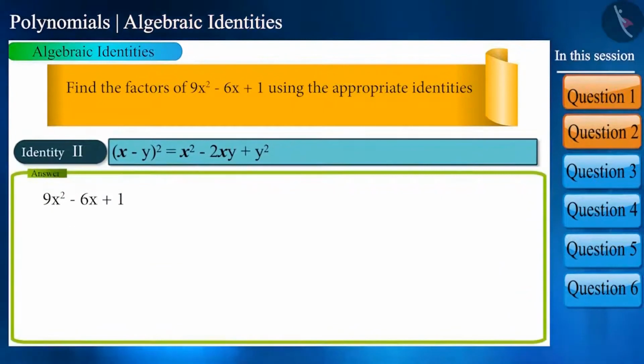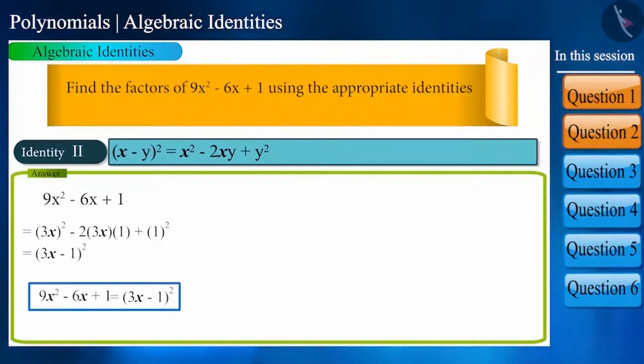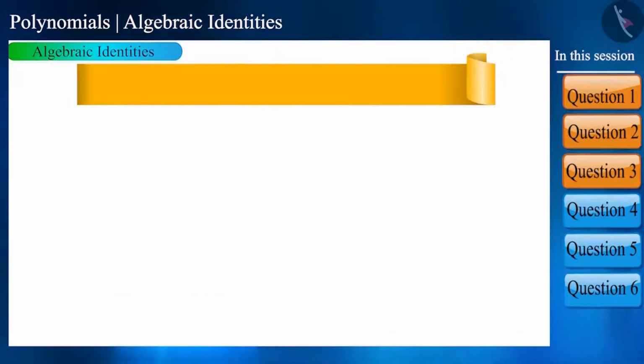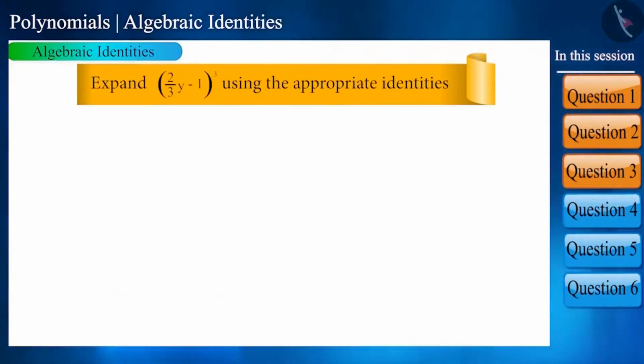If we write it like this, 3x square minus 2 multiplied by 3x plus 1 square, then this becomes equal to 3x minus 1 to the power of 2. Let's go ahead and take the next question. Expand 2 by 3y minus 1 to the power of 3 using the appropriate identities.